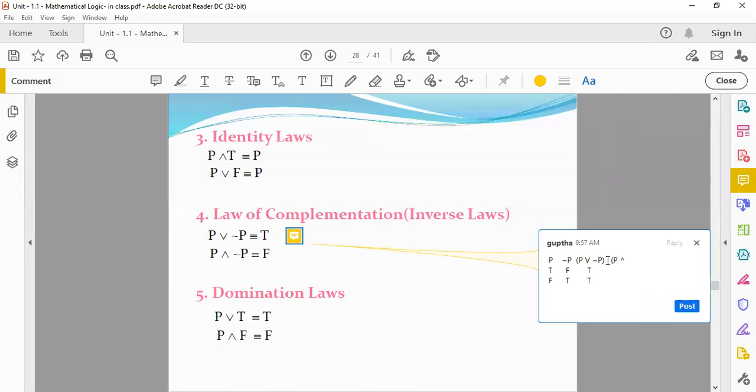Now P and negation P. We know that it's false, and it is false, false. So that's why they mention here P and negation P equal to false.